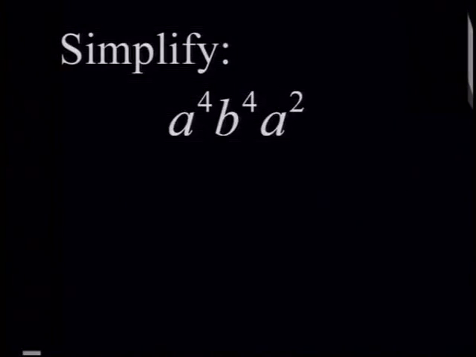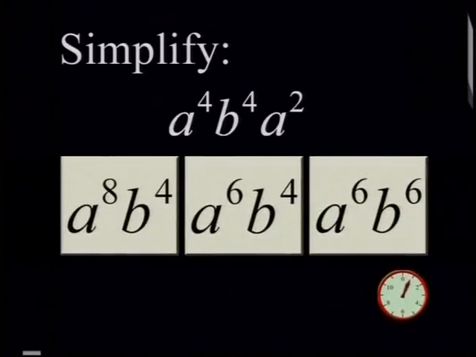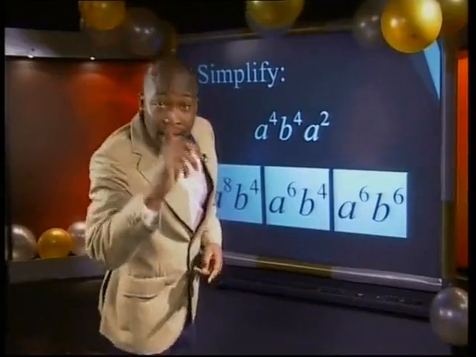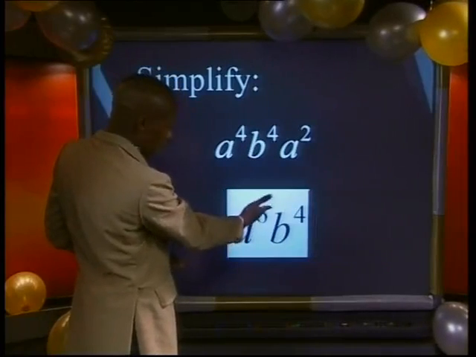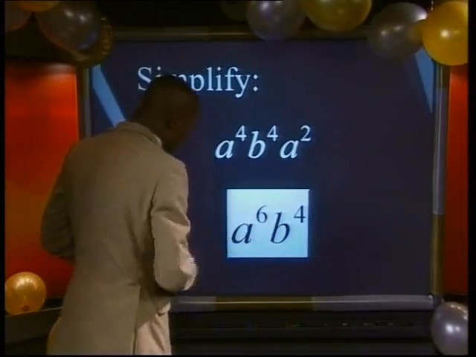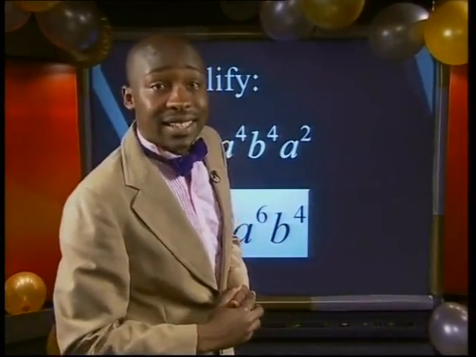A to the power of 4 multiplied by B to the power of 4 multiplied by A to the power of 2. And here are 3 possible answers. Which one is correct? Did you add 2 and 4 to get A to the power of 6 multiplied by B to the power of 4? Easy enough. Let's move on to the next question.